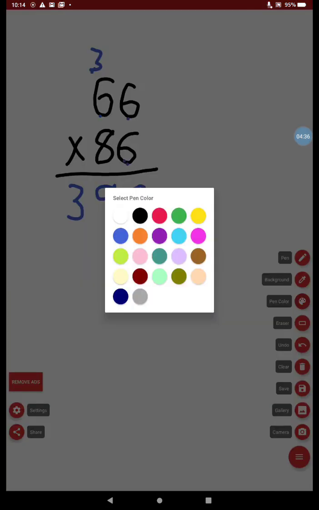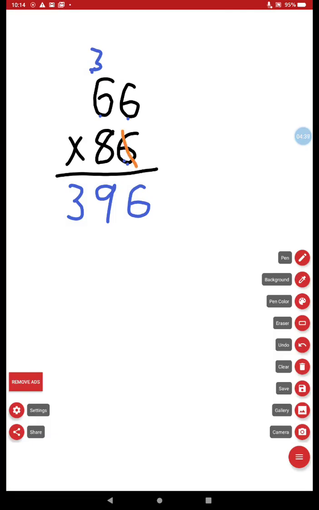I like to change colors at this point. And I'm going to get rid of this 6 because I've already multiplied it out. I'm going to get rid of this 3 because I've already added it to my answer. And now that I moved over here to the 8, I'm one place over. So I need to put a placeholder here, which we usually put a 0. 8 times 6. What do you get when you do 8 times 6? You get 48. So you write the 8 down here. Carry the 4. Do you see why I crossed out the 3?